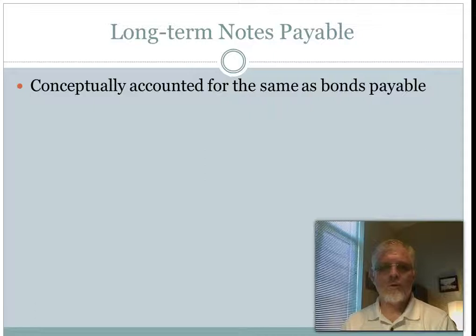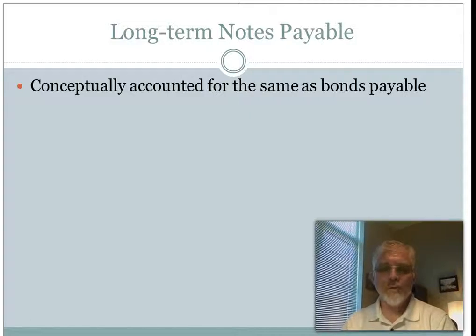The significant difference between bonds payable and notes payable is that bonds payable are typically issued by the borrower, the company that wants to borrow money. They are issuing the bonds to investors. Notes payable are typically issued by the lender. So with bonds payable, it is the borrower that has control of writing the contract. With notes payable, it's typically the lender that has the ability to write the terms of the contract.